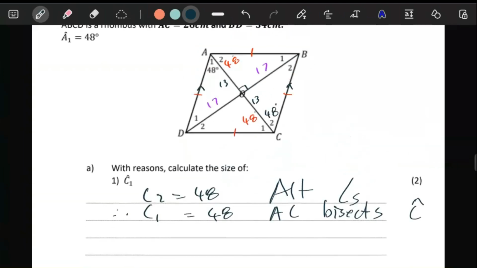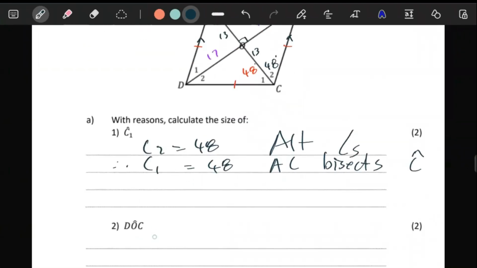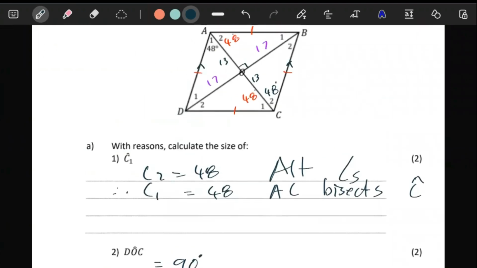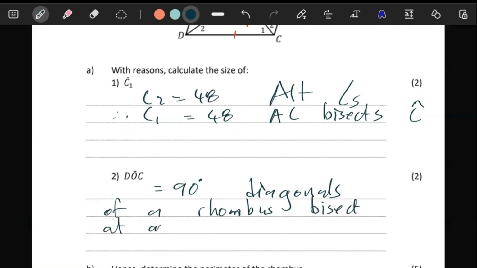Properties of a rhombus. They want us to get angle DOC. DOC is 90 degrees. The reason is: diagonals of a rhombus bisect each other at an angle of 90 degrees.